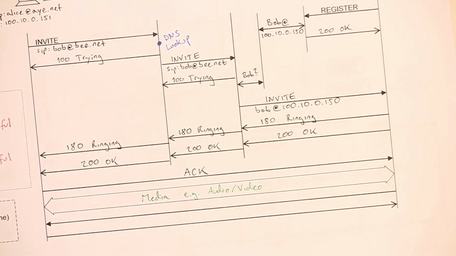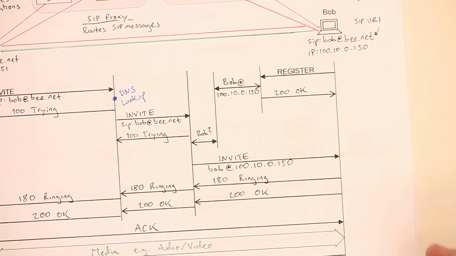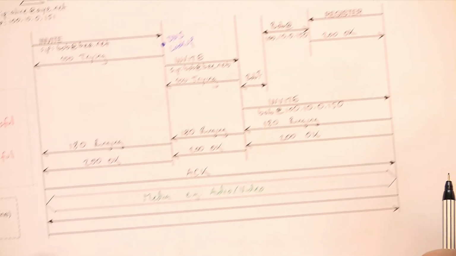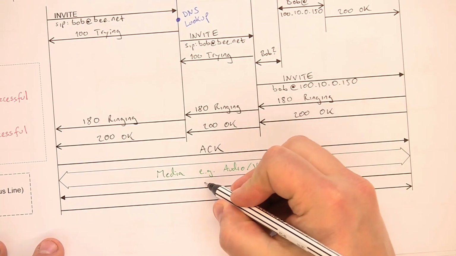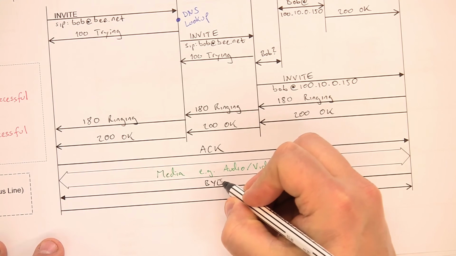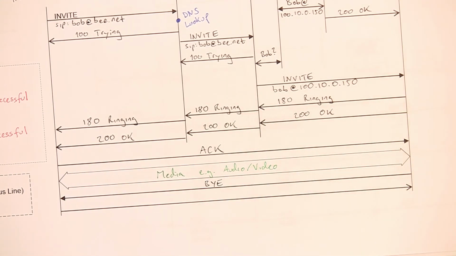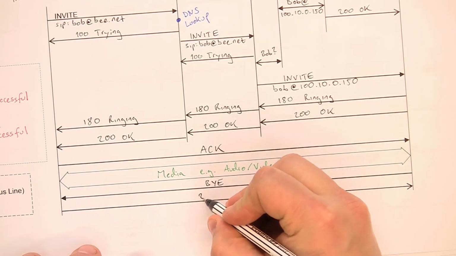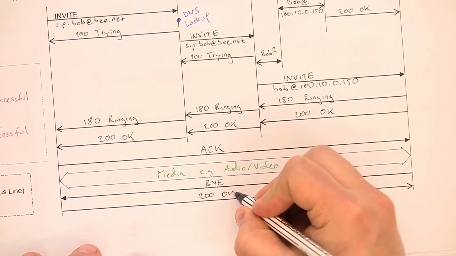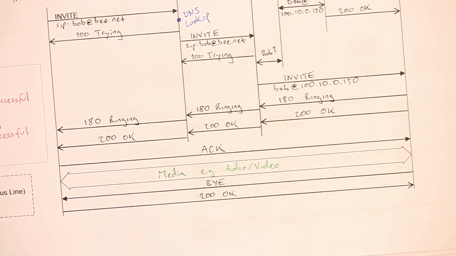So they talk and talk and talk, and then finally one of them hangs up. This is done with the SIP method BYE. In this case, it's Bob who hangs up, so he's going to send BYE to Alice, and she responds with 200. Okay, I got your BYE. You don't need to retransmit.